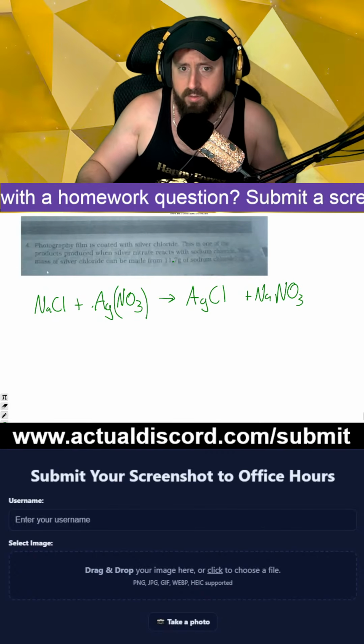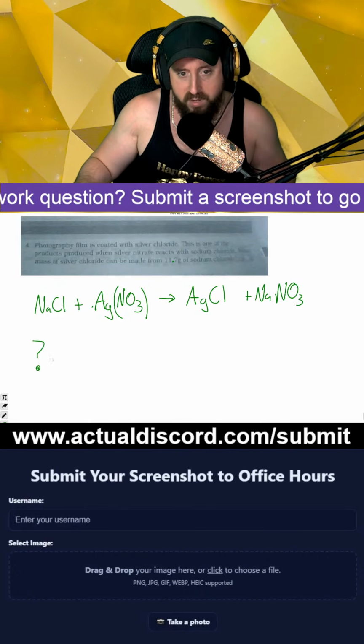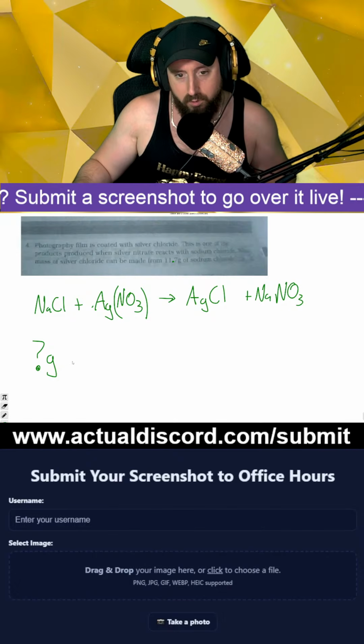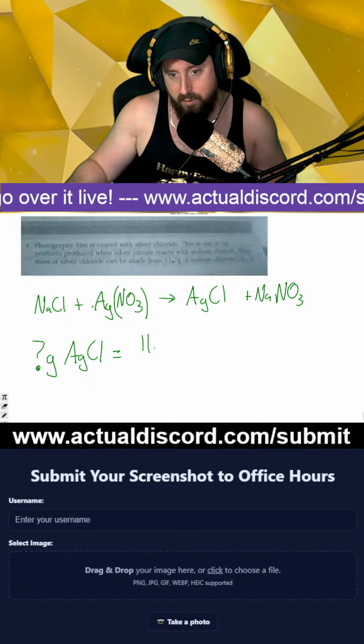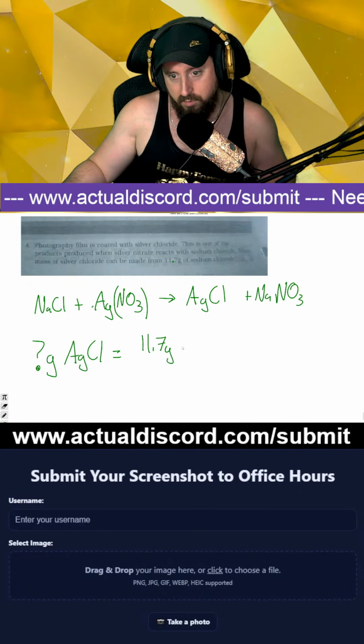Okay, so here what it says. It says how much silver chloride. So I'm going to say how many grams of silver chloride, so that's AgCl, can be made from 11.7 grams of sodium chloride.